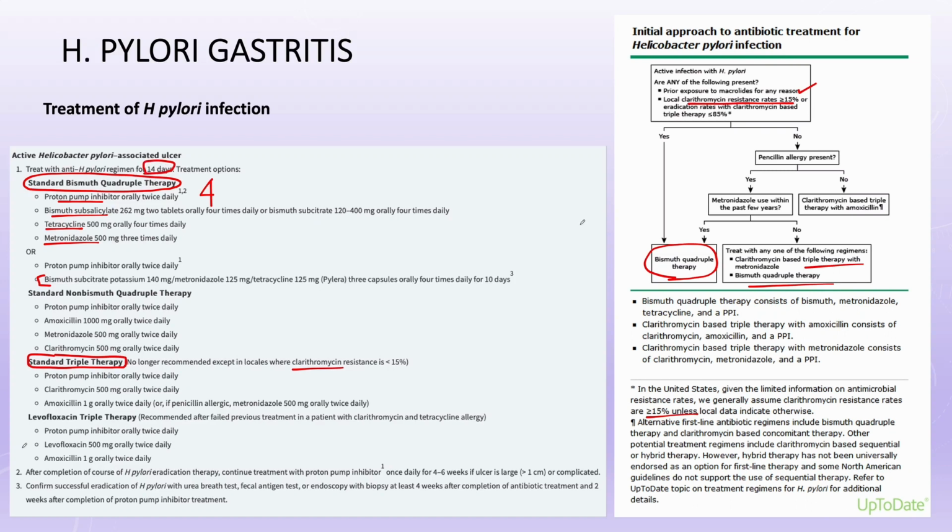After which you would then retest and see if you've eradicated. So after completion, you would then want to continue treatment with just a PPI, especially if they have an ulcer that's large. And then you want to confirm eradication with urea breath test, fecal antigen, or endoscopy with biopsy, which is not always necessary. Okay, so there we go. That's how we treat it.